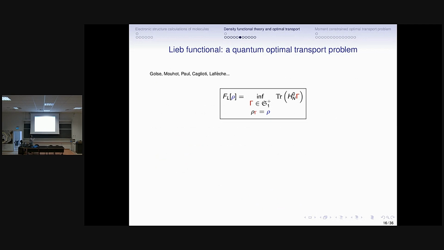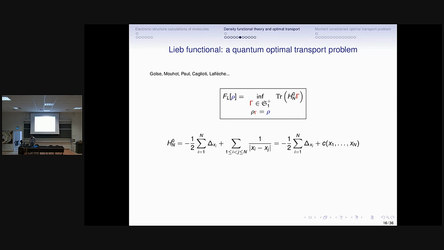Okay, and then what you can prove is that this Lieb functional, F_L of rho, that was a convexification of the Hohenberg-Kohn functional, you can also rewrite it as a solution of a minimization problem defined over the set of trace class operators gamma, the electronic density of which is equal to rho. And what you're minimizing is the trace of the operator H_N^0, so this was the Hamiltonian of the system without the external potential, times gamma the operator. Okay. And this guy is actually a quantum optimal transport problem.